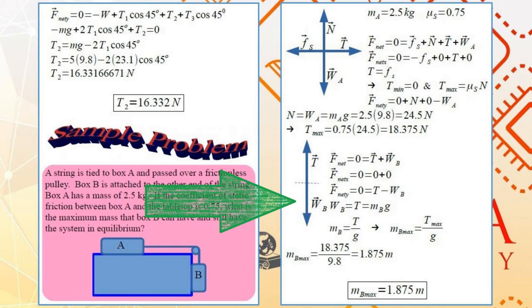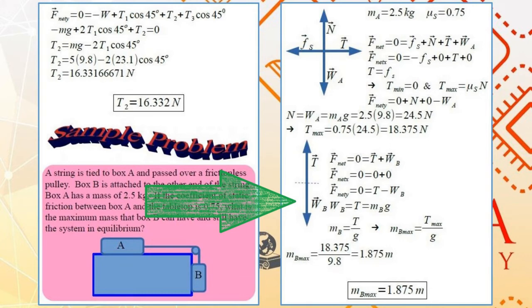Notice that there's only one tension in both the free body diagram for A and the free body diagram for B. That's because there's only one string and there's only one tension in the string. So the tension in the free body diagram for A is also the same as the tension in the free body diagram for B. And again, the system is in a state of equilibrium. Therefore, F net is equal to 0. But this time, for object B, F net is equal to tension plus weight sub B.